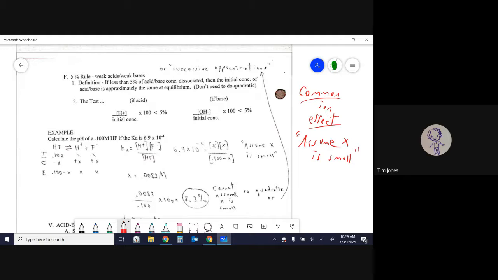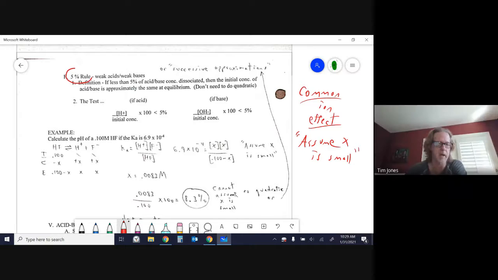I'm going to teach you that right now. It is called the 5% rule. And the idea being, if X is 5% or less than 5%, then it's considered small enough that you don't need to worry about it and you can assume it's small. However, if X ends up being bigger than 5%, that's considered too dramatic to ignore and you need to actually plug it in. So what you can do is you start by assuming X is small and you see what it turns out to be.